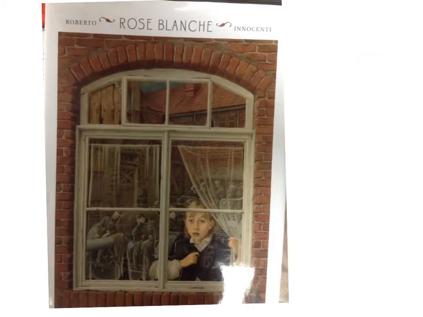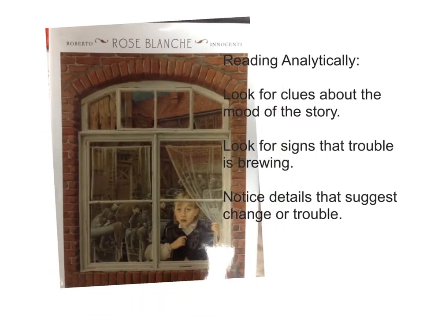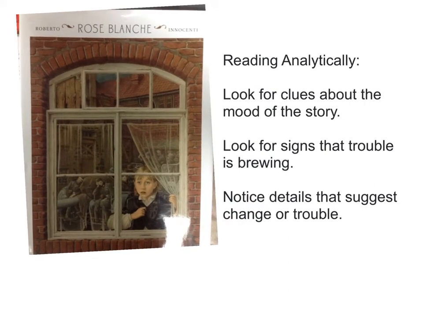Readers, we're going to take a look at the story Rose Blanche by Roberto Innocenti. This book was also written about World War II. It's about a little girl named Rose Blanche. Remember, readers, that as we read a few pages of this story, we're going to read analytically. That means we're going to look for clues about the mood of the story, look for signs that trouble is brewing, and notice details that suggest change or trouble.